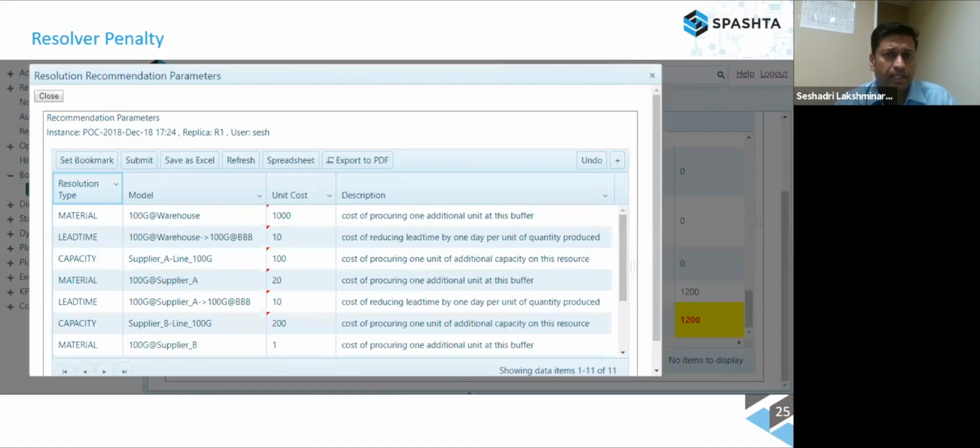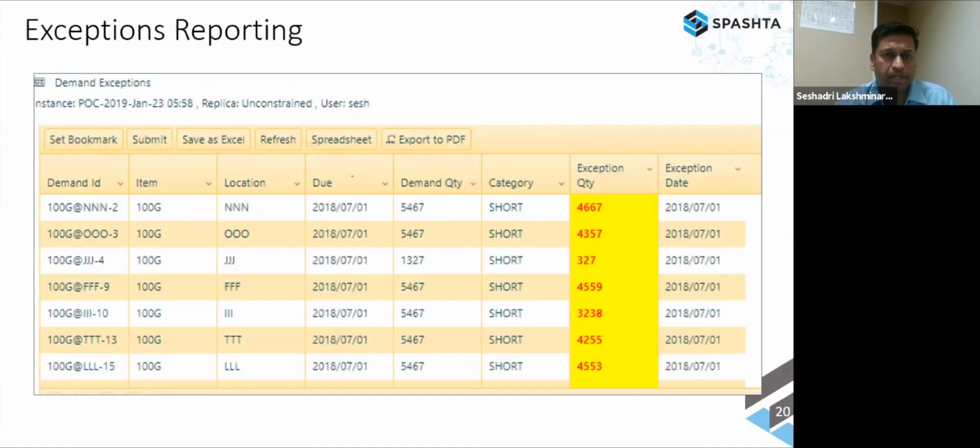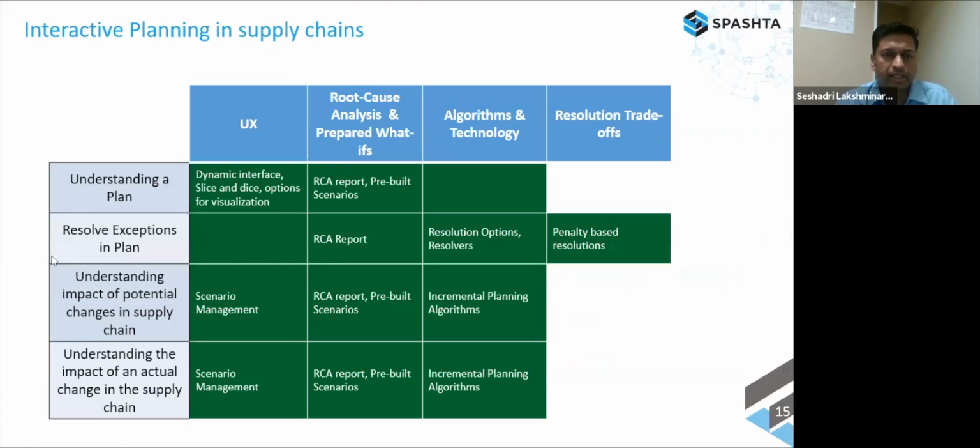So this is all about resolution. This is the second. I'll go back to the matrix again, and this is the second row in the matrix. The third and fourth, like we said, we will combine that. We will basically talk about it in one lot, and it is basically about, you can say, scenario management or what if planning, however you call it. But there are 2 or 3 key things here which I think would be very important to understand.